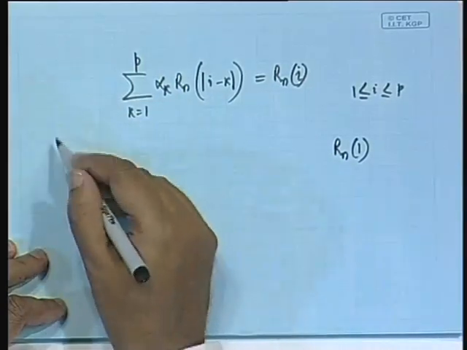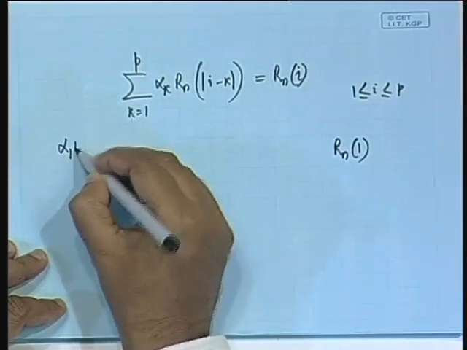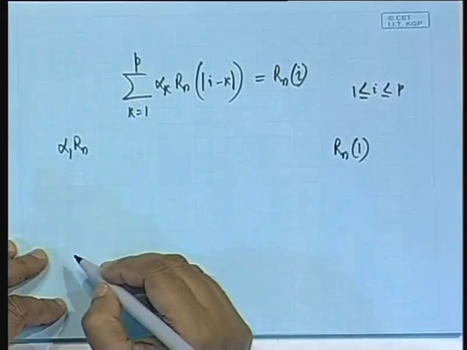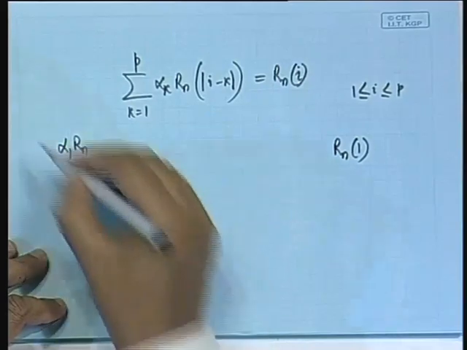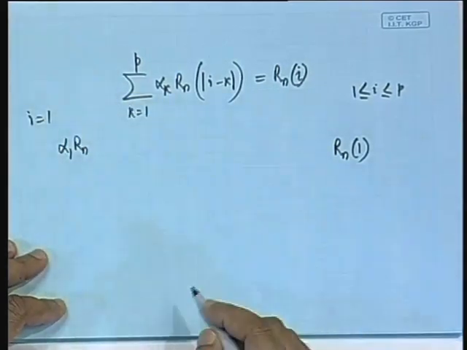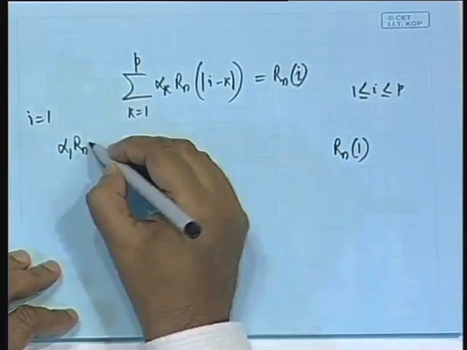So what are we going to write on the left hand side? Alpha 1 Rn, it will be mod of 1 minus 1, because I is 1. So this equation we are writing for I is equal to 1. So that means to say Rn of 0.